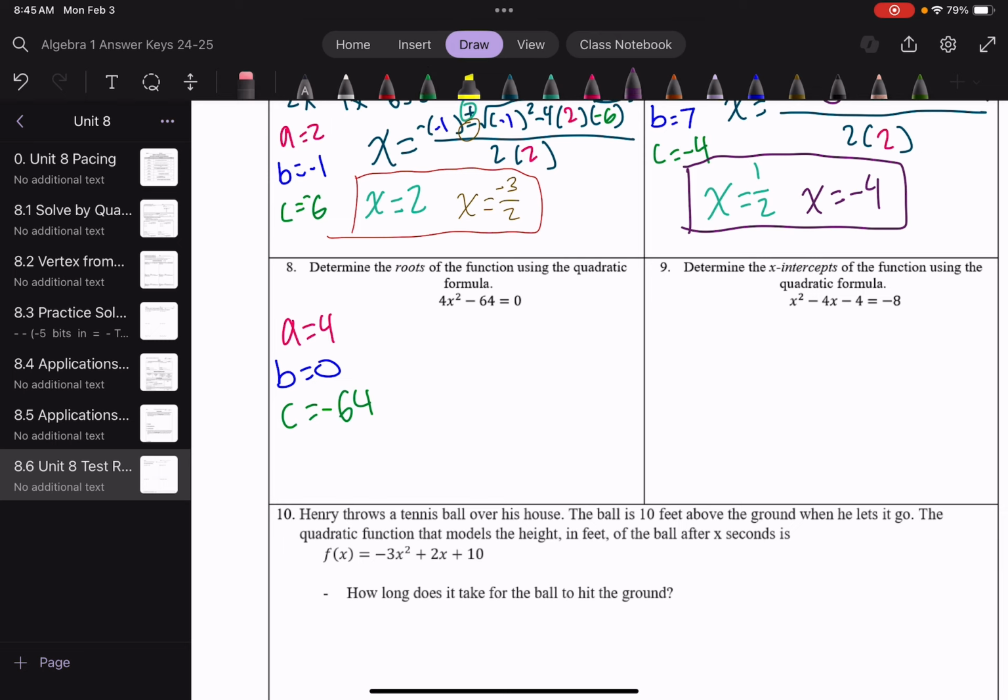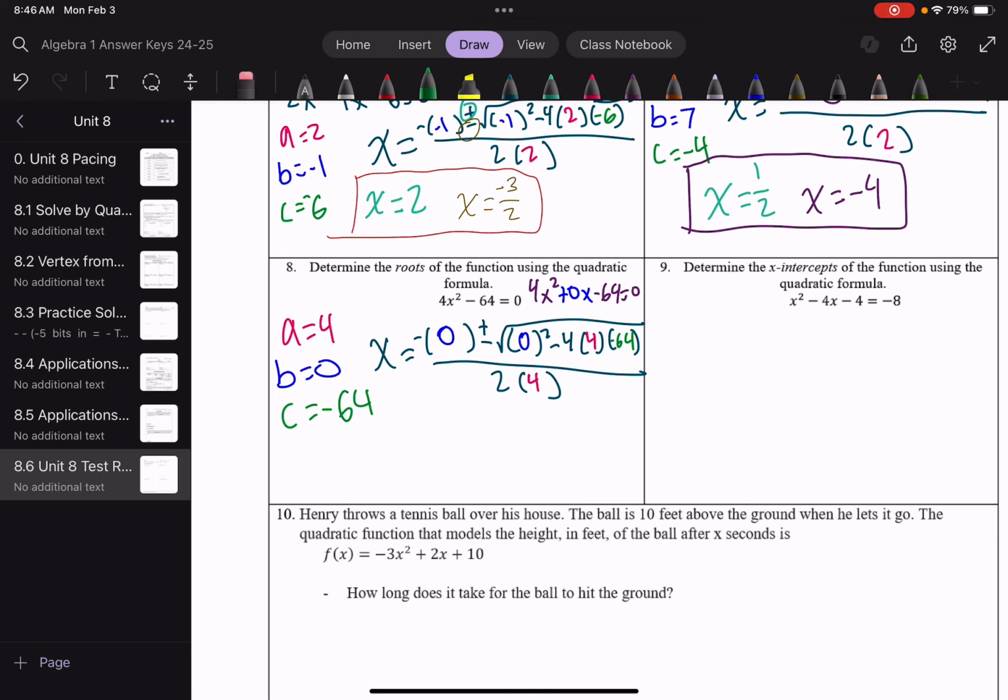So if I were to expand that out, it would look something like 4x squared plus 0x minus 64 equals 0, leaving us with an a value of 4, a b value of 0, and a c value of negative 64. So once again, I'm going to say x equals negative b plus or minus the square root of b squared minus 4ac, all divided by 2a, where b is 0, a is 4, and our c value is negative 64.